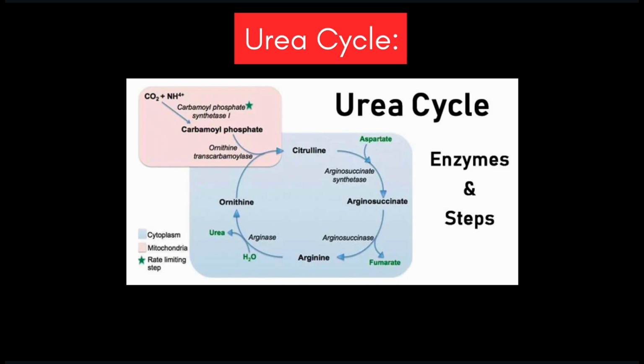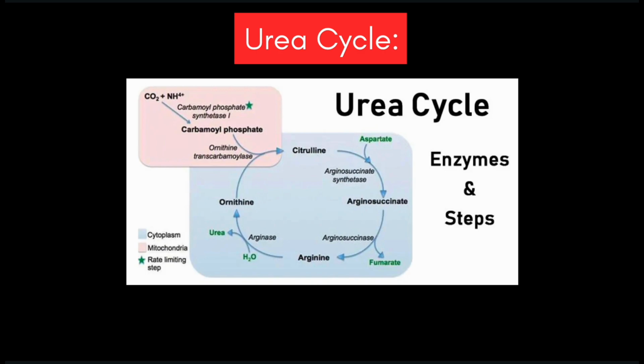Urea elimination. Urea, the final product of the urea cycle, is water-soluble and less toxic than ammonia. It is transported through the bloodstream to the kidneys, where it is filtered and excreted in the urine. This process ensures the safe removal of excess nitrogen from the body.